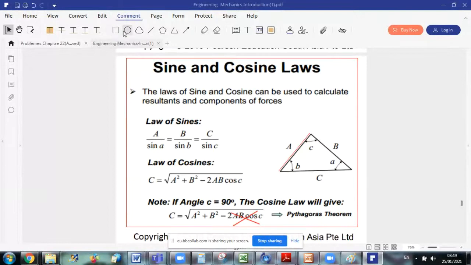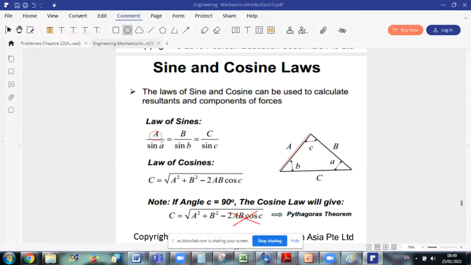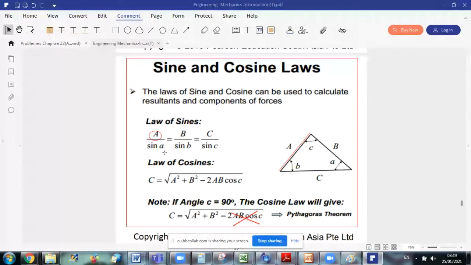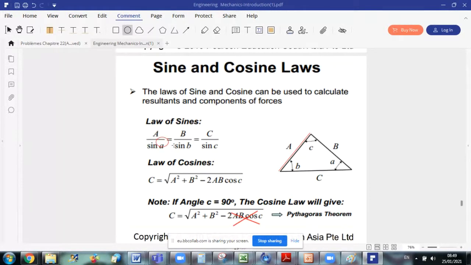Okay? So if I know, for example, A and the angle small a, and I just know B only, I can deduce what is the angle small b. Okay? So it's enough for me to know 3 parameters to determine the fourth one. Or for example, if I know the angle small c, I can calculate using this relation the magnitude C. So the sine law is very important to determine magnitude of forces and their direction. And we will do a lot of applications on it.